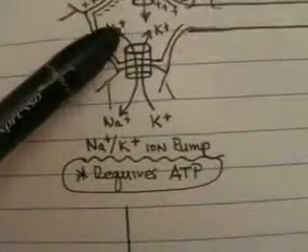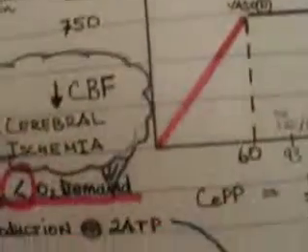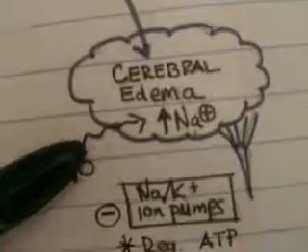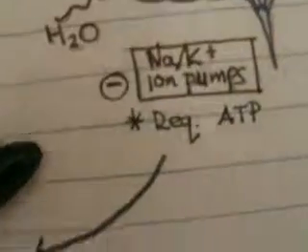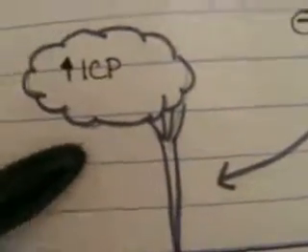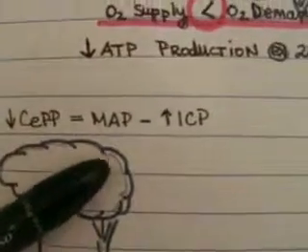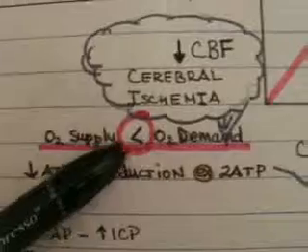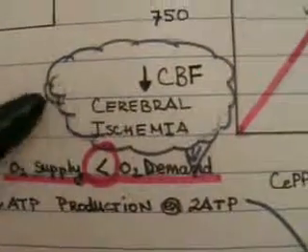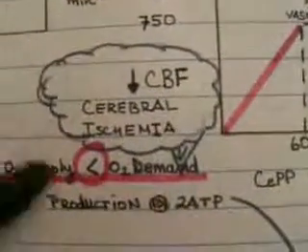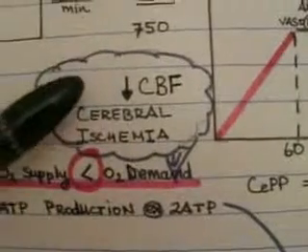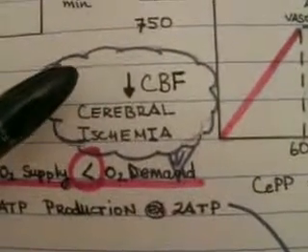And as the cellular swelling takes place, you're going to have increased cranial pressure, which further compromises the cerebral perfusion pressure, and ultimately further decreases your cerebral blood flow, and you're going to get a vicious cycle that takes place if the contributing factors are no longer taken care of.